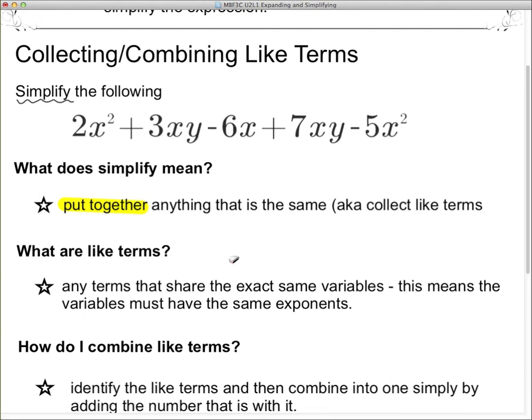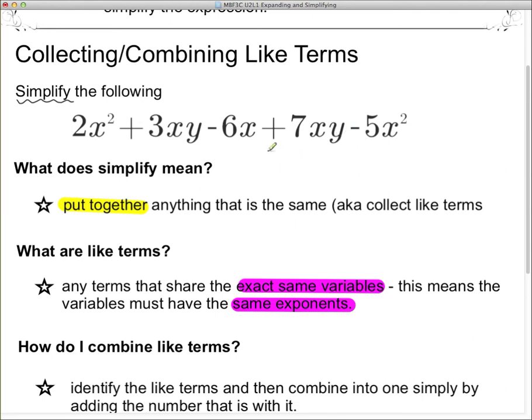So now what are like terms? Like terms are any terms that have the exact same variables. Now this actually means the variables must have the same exponents as well. So I'm going to highlight these words here. They have to have the same exponents, same variables, same exponents. So let's take a look up here. Do we have anything that has the same variables with the same exponents?